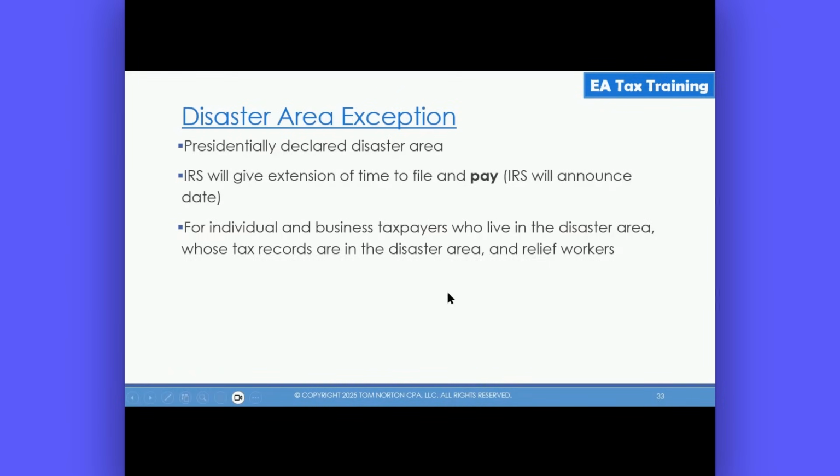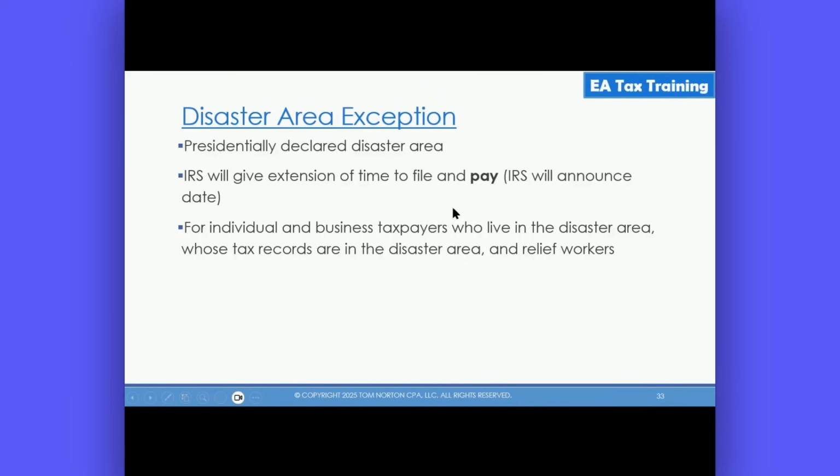The next exception to the April 15th deadline is the disaster area exception. So if the taxpayer is in a presidentially declared disaster area, then the IRS will give an extension of time to file and to pay the tax. So this is not just an extension of time to file, but also an extension of time to pay. I think they figure that if you're in a disaster area, then you've got enough problems going on that they're not going to then penalize you and charge you interest for not paying by April 15th. So they will extend that time.